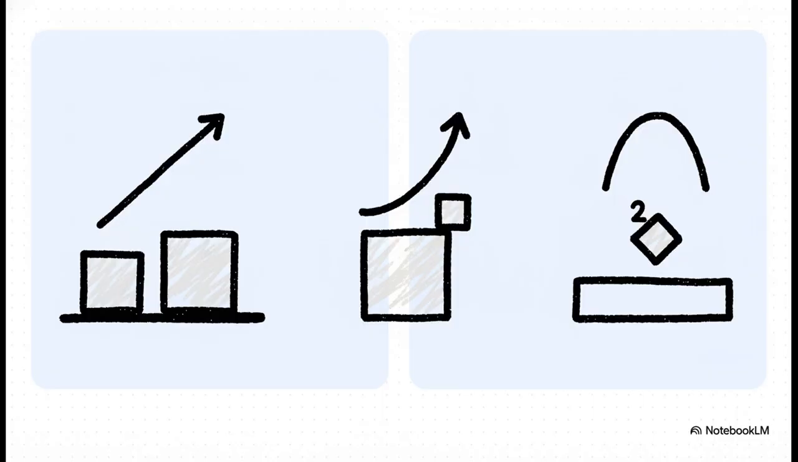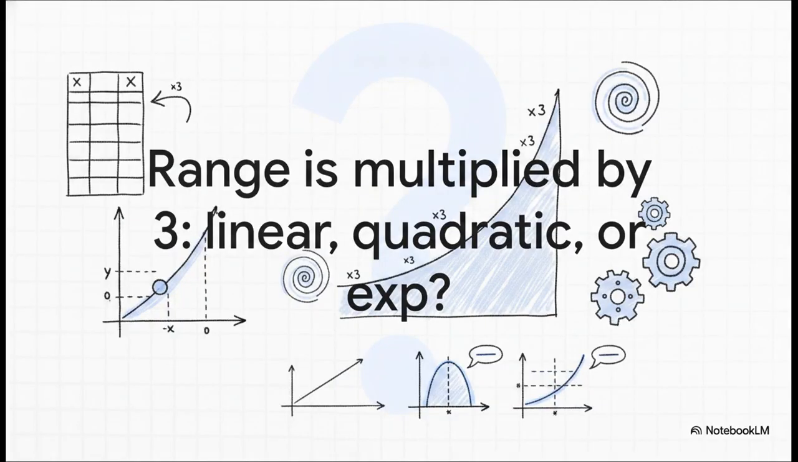It's wild. All right, time for a quick pause check to test our understanding. I want you to visualize a data table. You've got an initial starting value of 5 on your y-intercept, but here's the catch. For every single unit your domain increases, the output in the range is multiplied by 3. Based on what we just covered, is this a linear, a quadratic, or an exponential relationship? Take a second and lock in your answer.